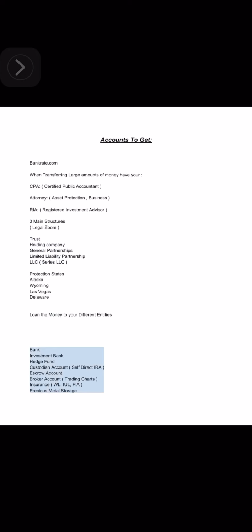Bank, Investment Bank, Hedge Fund, Custodian Account, Self-Directed IRA, Escrow Account, Broker Account, Trading Charts, Insurance, WL, IUL, FIA, Precious Metal Storage, Accounts to Get, Safe Box, In-House, Assets, Business, Real Estate, Commodities, Paper. This game is like chess, you have to move strategically.